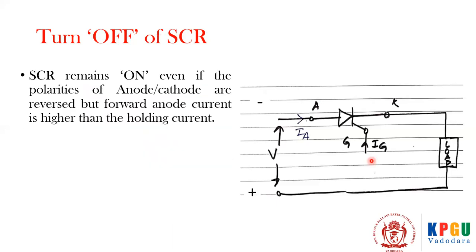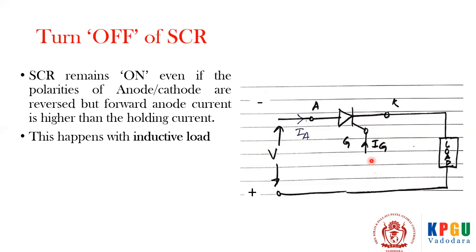SCR remains on even if the polarities of anode and cathode are reversed. You can see here the anode is negative and cathode is positive, but current is still going on. Now, when is this going to happen? This is going to happen in an inductive load. In an inductive load, current is lagging behind the voltage. So voltage has reversed, but current is still in the forward or positive direction.